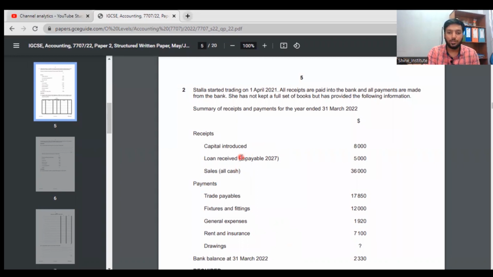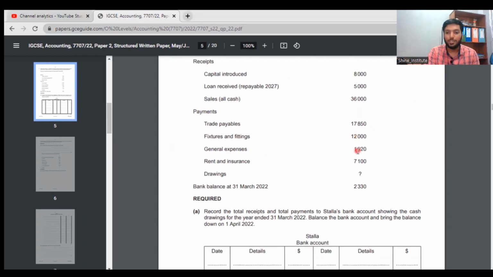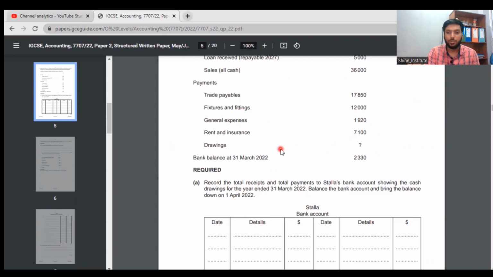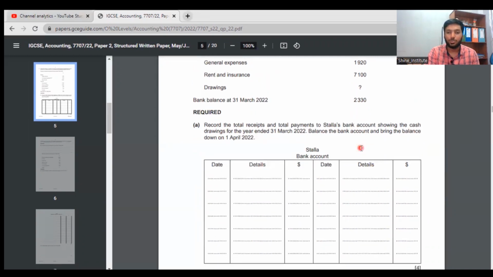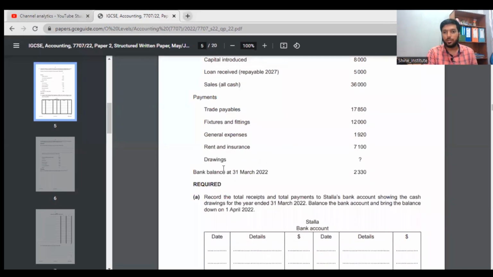So we have capital introduced 8,000, loan received repayable 2027 is 5,000, sales all cash 36,000, trade payables 17,850, fixtures and fittings 12,000, general expenses 1,920, rent and insurance 7,100, drawings question mark, and the bank balance at 31st March 2022. I need to record the total receipts and total payments in Stella's bank account, including the cash drawings for the year ended 31st March 2022, balance the bank account and bring down the balance on 1st April 2022. So let's do this together. Let me put in the format and start the sum. Finding this out is not going to take much time.